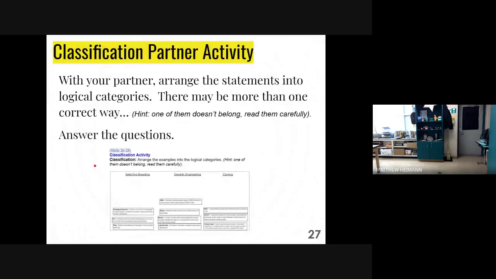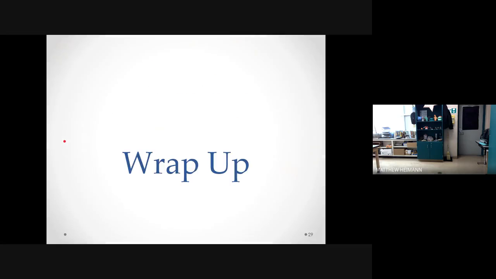All right, next thing we do is a classification activity. The organisms in there, if they're living organisms, which they usually are, they have DNA. The water is not alive. Classification partner activity. With your partner, arrange the statements into logical categories. Hint, there may be more than one correct way. Oh, hint, one of them does not belong. Read them carefully. Then you'll answer the questions.